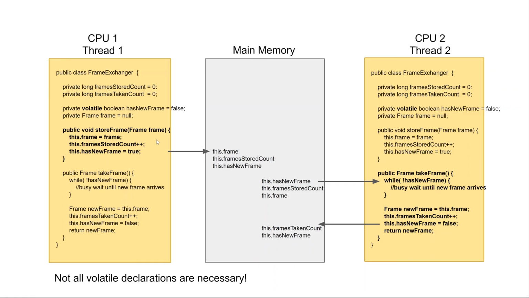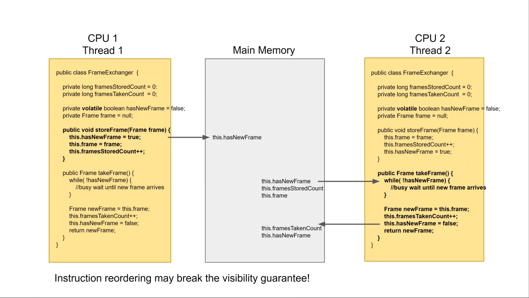To CPU 1, the instructions inside of storeFrame look like they are independent of each other, right? None of these instructions here depend on the result of any of the other instructions. And that means that to CPU 1, it looks like it is allowed to reorder the instructions inside of storeFrame. However, if we do that, this might affect the visibility guarantee of the method.